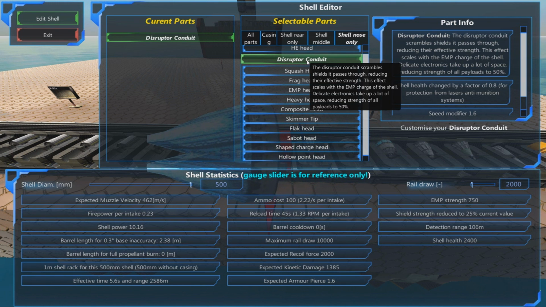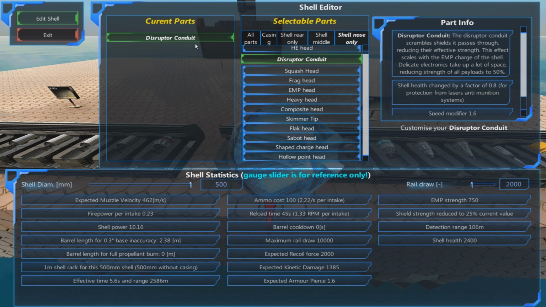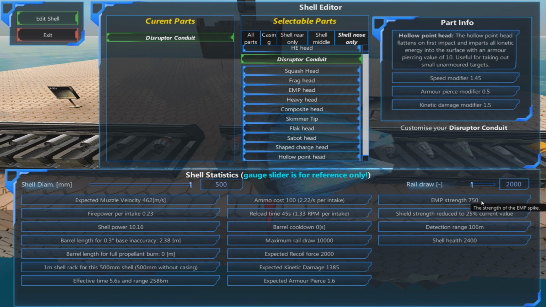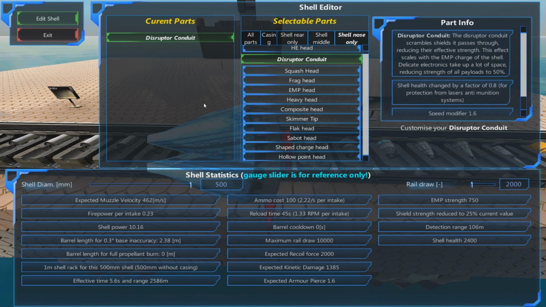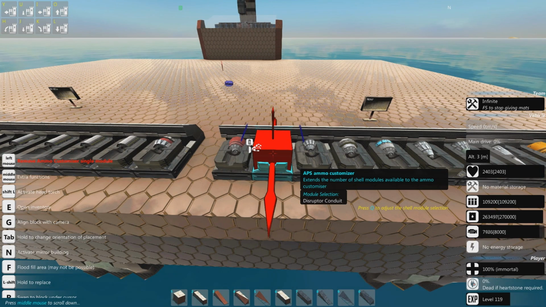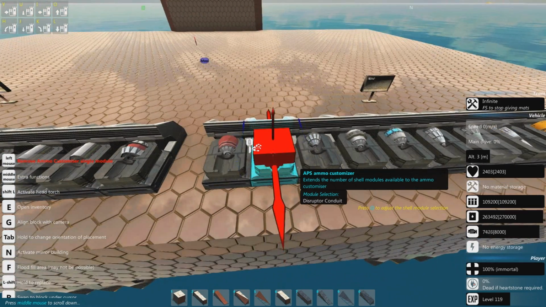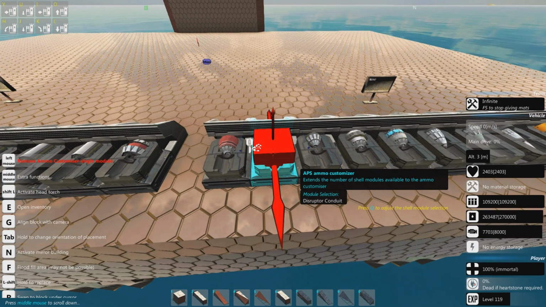It would be broken if it wasn't for the fact that shields are pretty useless and pretty much entirely optional right now. So these are not a necessary shell. You use them if you want things to whistle straight through shields with zero chance of reflection, and then deliver a little bit of EMP on the end just to add insult to injury. So yeah, disruptor conduits, they're not as useful as they once were, and at the same time they're more useful than they once were, which is weird, I know.